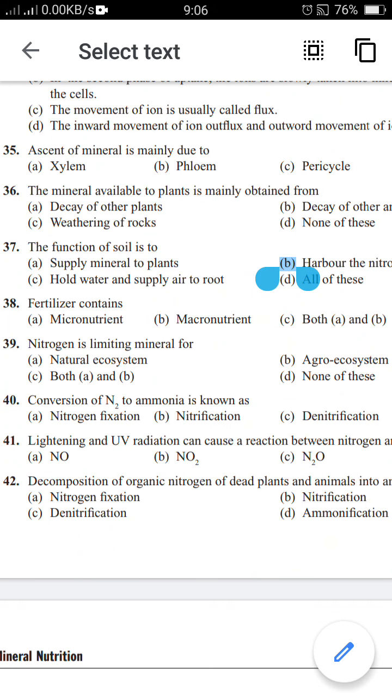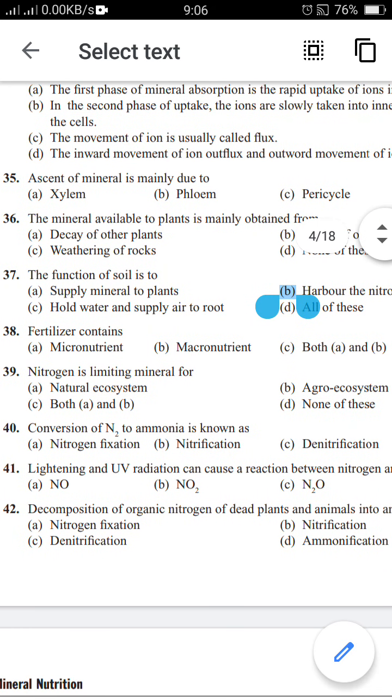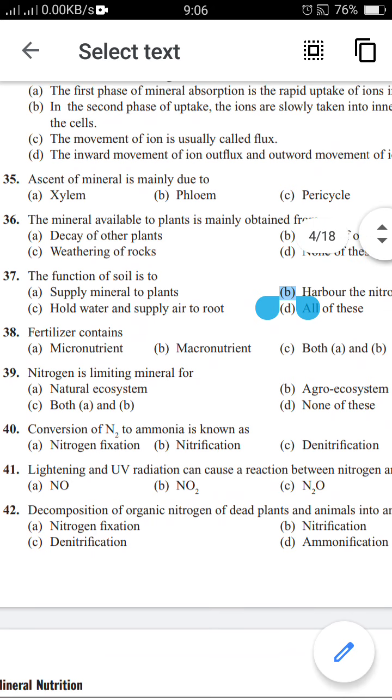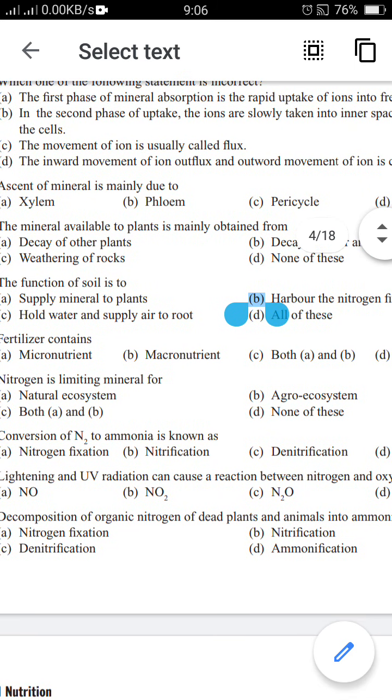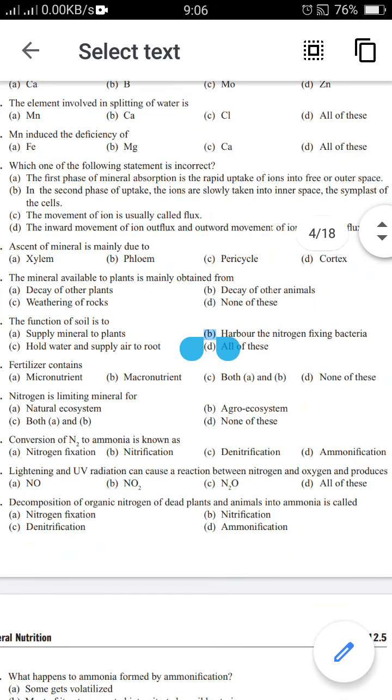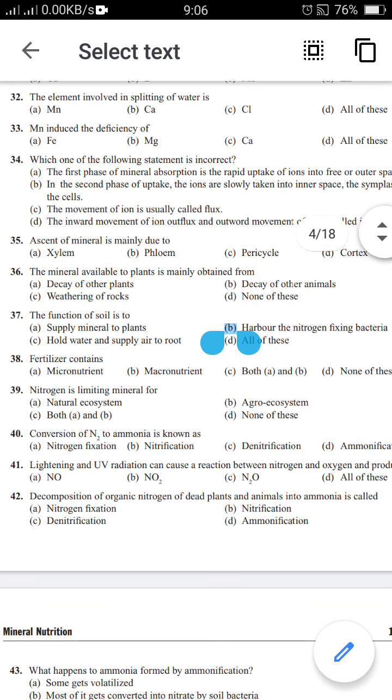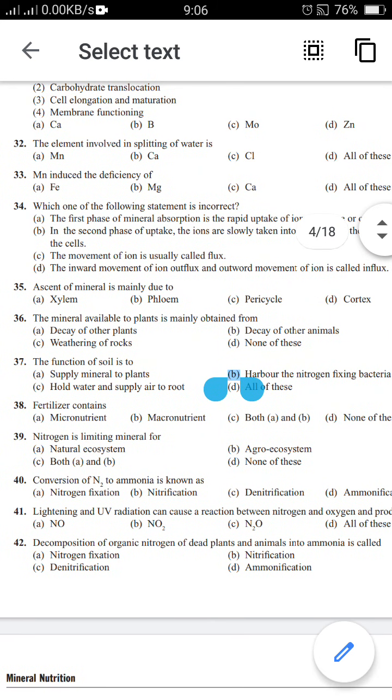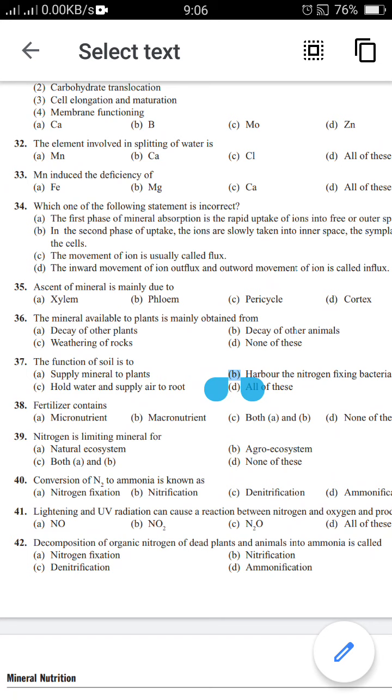Now another question. 35. Ascent of mineral is mainly due to A. Xylem, B. Phloem, C. Pericycle, and D. Cortex. Now let us see the correct answer for this question. The correct answer for this question is option A, xylem.